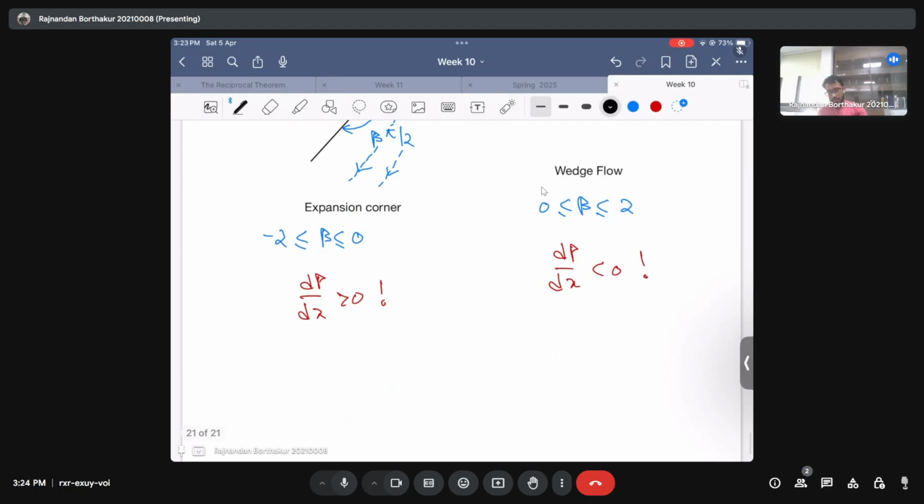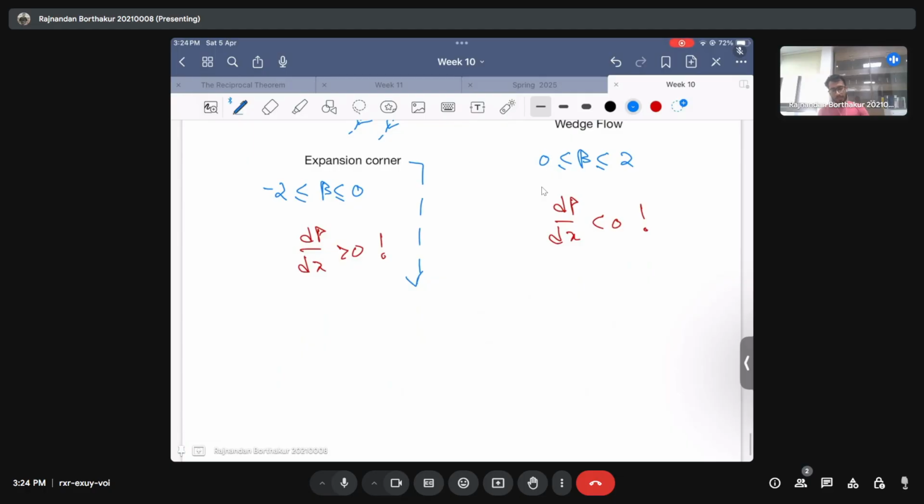So in expansion corners, as I said, since you don't know whether there will be an inflection point or not, you don't have a sufficient condition to justify that there will be flow separation. But if you can ensure somehow that the pressure gradient is greater than 0, you can say that if the flow cannot sustain itself, it may so happen that the flow can separate. So the bottom line is that in the case of expansion corners, you can have flow separation.